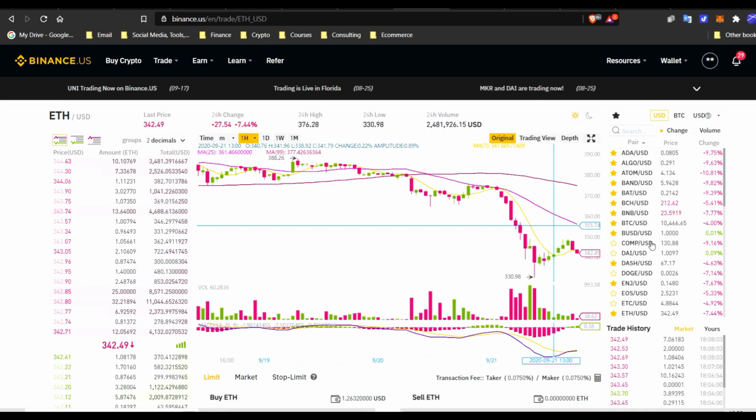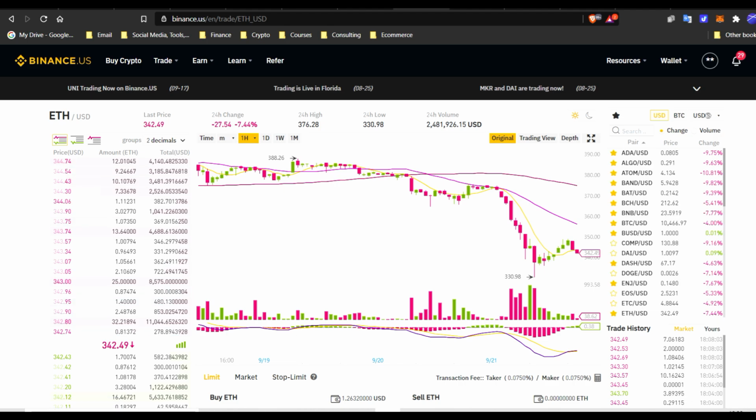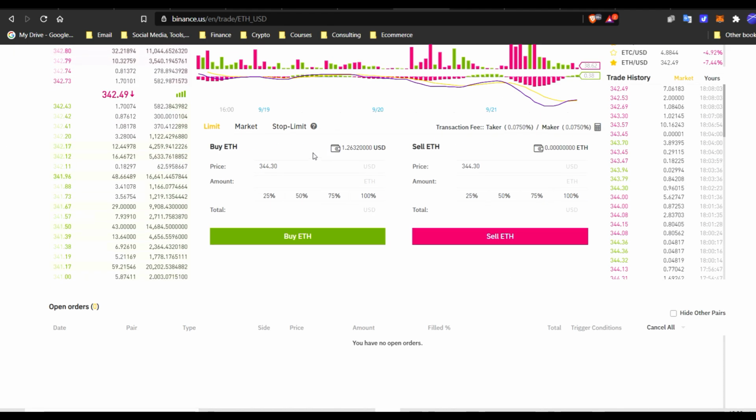So now let's talk about what we came here for, which is buying and selling cryptocurrency. So we are on the Ethereum USD pair, and we want to, for this example, buy Ethereum. So currently we have the buy option right here. This whole left portion is buying. This whole right side is selling. So obviously we will be on the left side.